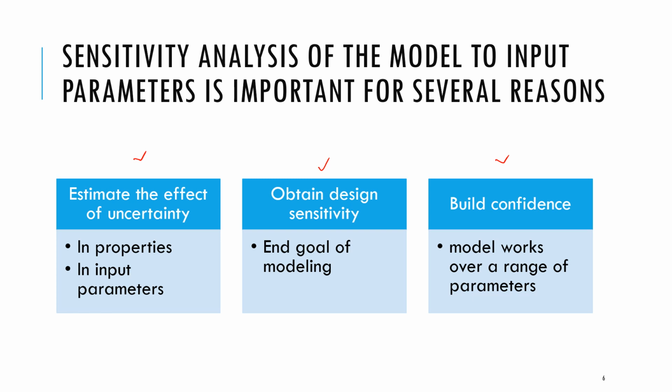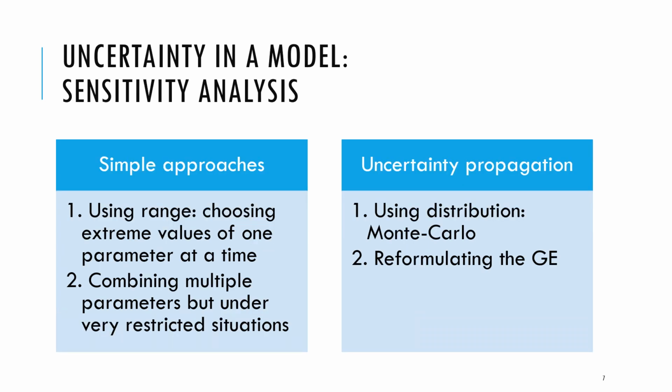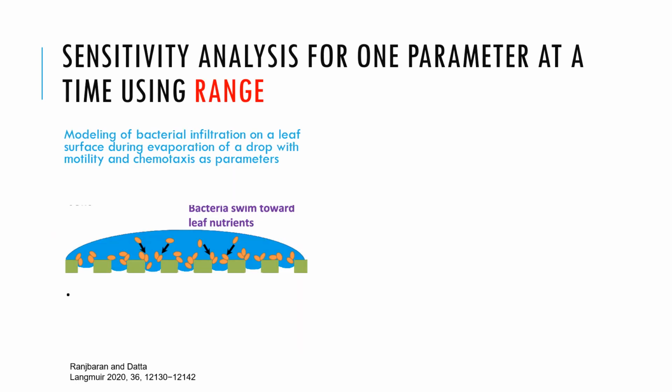But for now, our context is estimating the uncertainty in the model due to various parameter uncertainty, like this one here, various input parameters, including properties. So how exactly do we perform sensitivity analysis? Let's look at an example of the first one. Here is an example of sensitivity analysis to do uncertainty estimation taken from literature. Now here we're doing for one parameter at a time, and we are doing range as opposed to distribution.